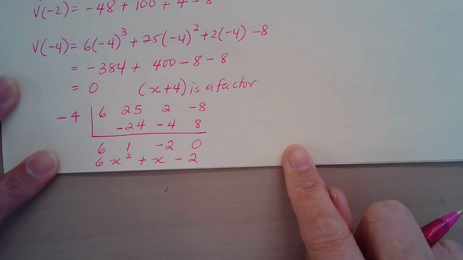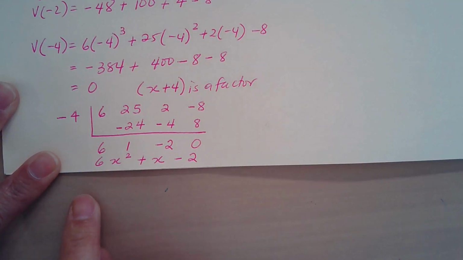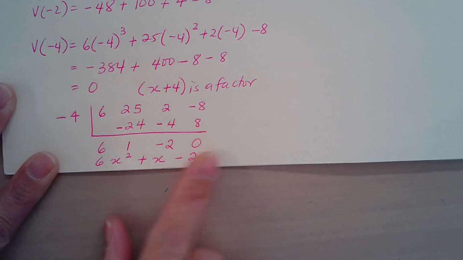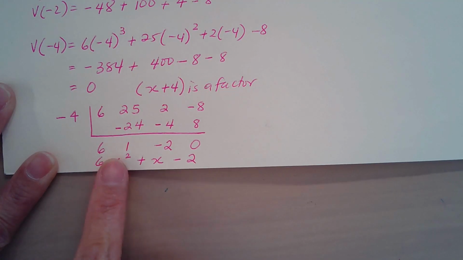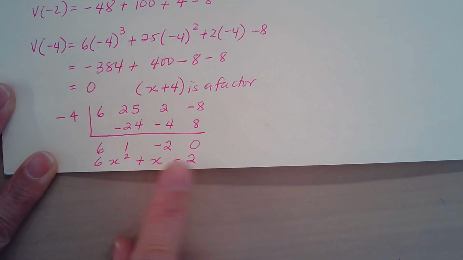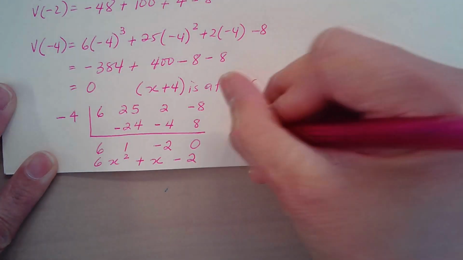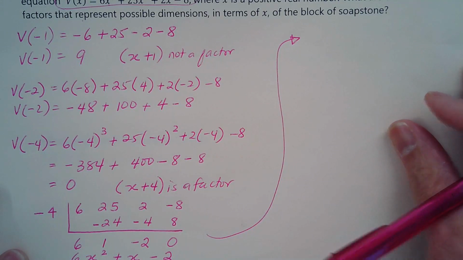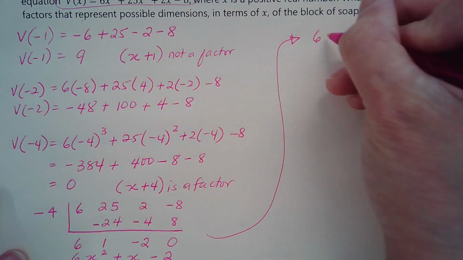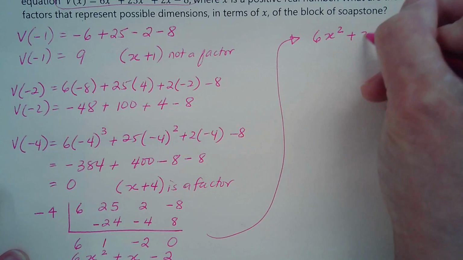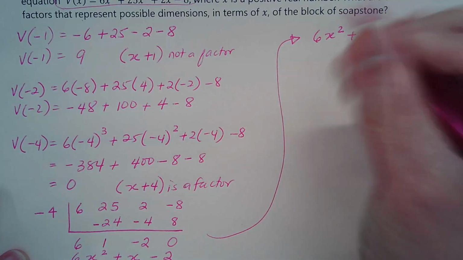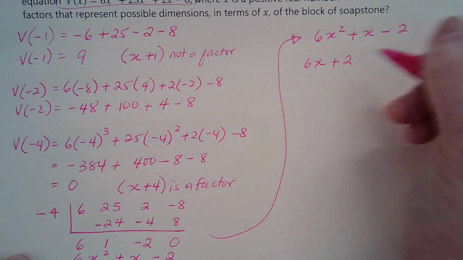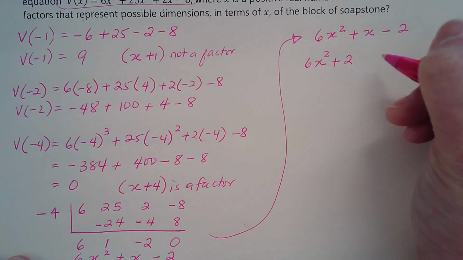Okay, is that what you got? The same one? You got 6, 1, -2, 0. So that boils down to 6x squared plus x minus 2. Now I'm going to go back up here because I don't have room there. And how do we factor that out? 6x squared plus x minus 2.